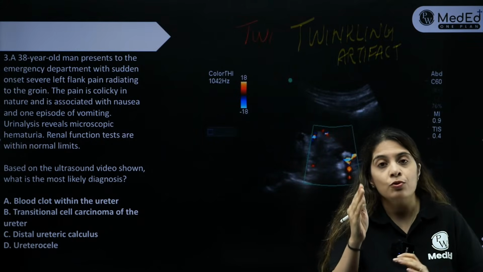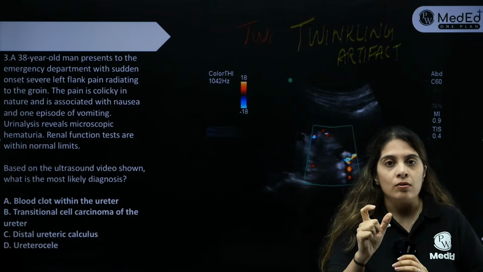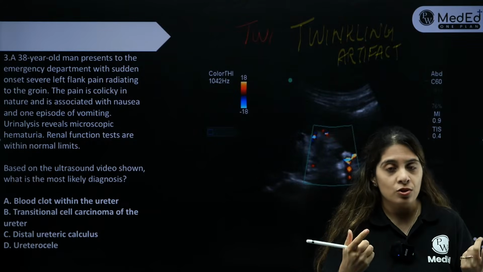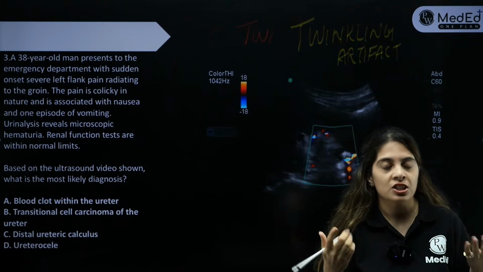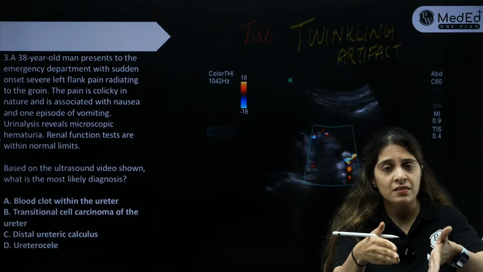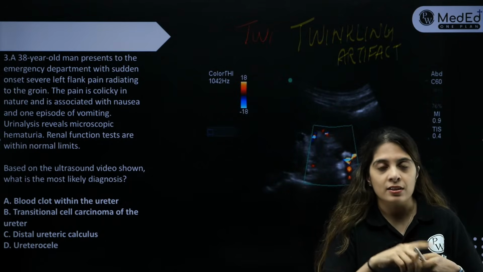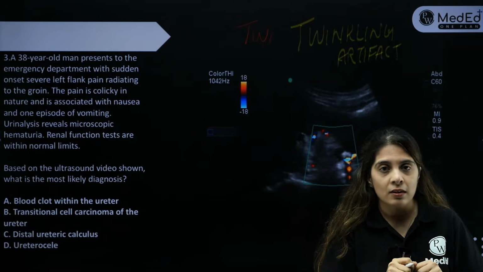Now, the importance of twinkling artifact is, in a calculus, what happens? There is posterior acoustic shadowing. Everyone knows, in gallstones you have read about it. Why does this happen? Because ultrasound waves are not going to pass behind a very thick, dense structure like a calculus. So because of this, you will see posterior acoustic shadowing.